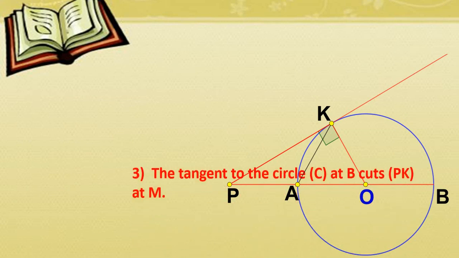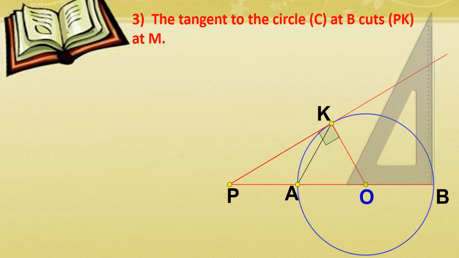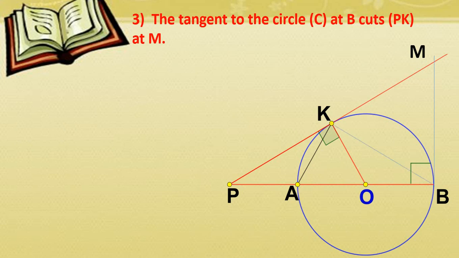This is the figure again. We have question number 3. The tangent to the circle C at B cuts PK at M. We have another tangent at B, perpendicular to OB, of course, because a tangent must be perpendicular to the radius that cuts the circle at B. This tangent cuts PK if we elongate PK, of course. If we elongate PK, it meets the new tangent at point M. This is how we draw it.